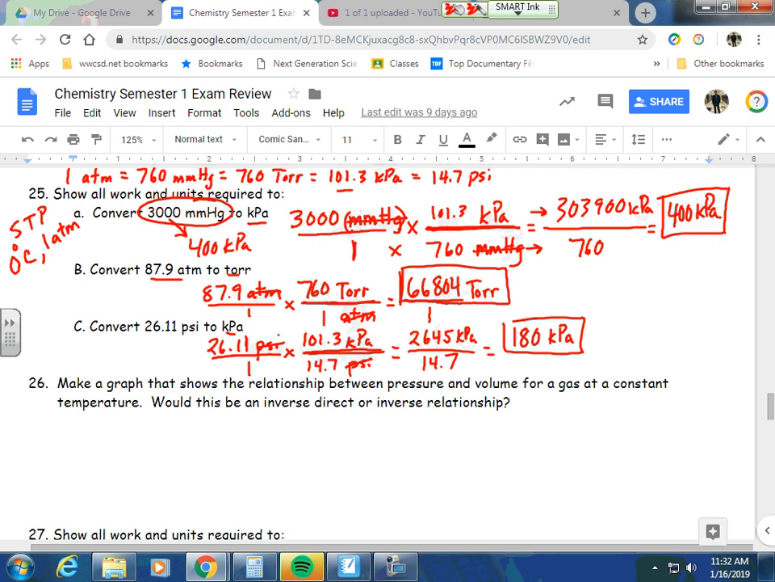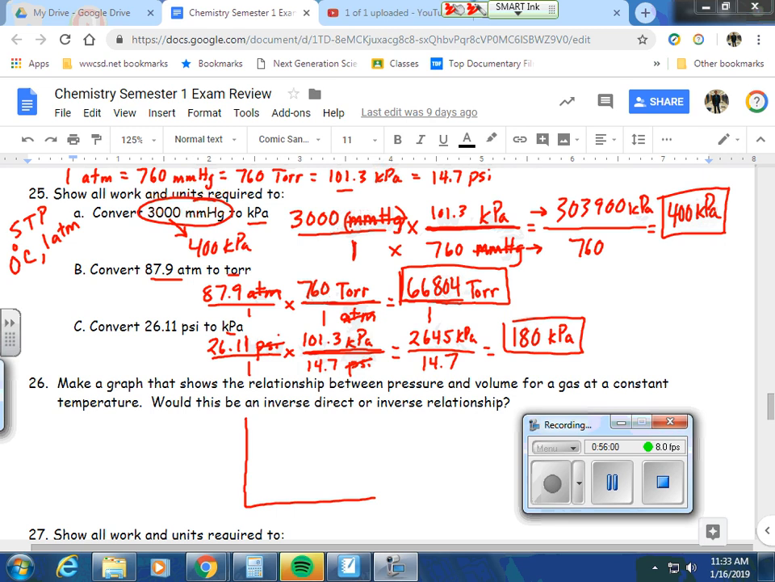26, make a graph that shows a relationship between pressure and volume for a gas at a constant temperature. Would this be a direct or inverse relationship? So, pressure and volume. All right. So if we graph volume and pressure, we know it's going to go downhill. And this is actually just kind of distinguishing between, they're both downhill graphs, okay?